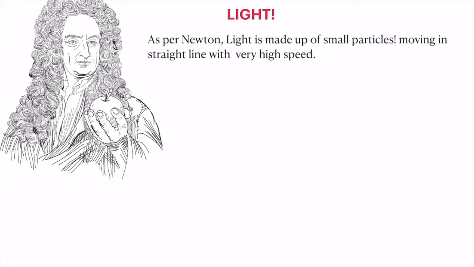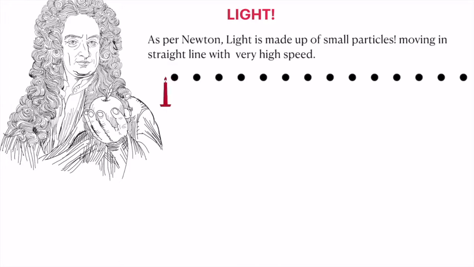Let's briefly cover the history of light starting from Newton to Einstein. As per Newton, light is made up of small particles called corpuscles moving in a straight line with very high speed. And it is literally saying that the velocity of light is infinity. It's not very convincing. Even at that time, it looks like Newton was hardly interested in light and related physics.